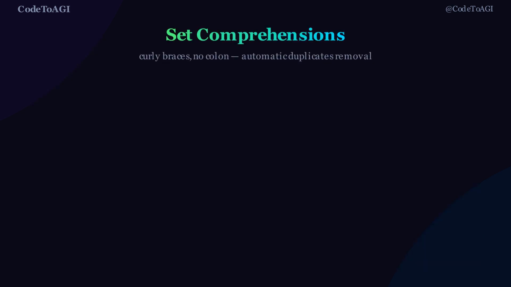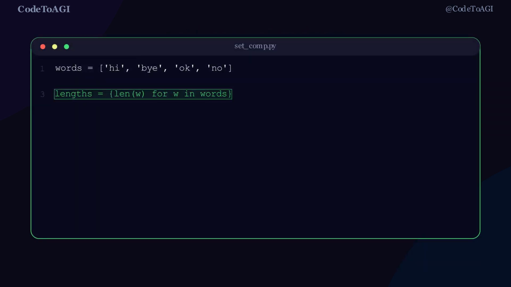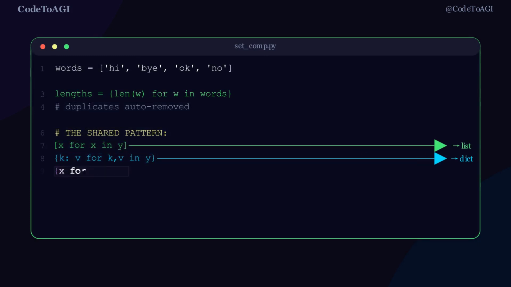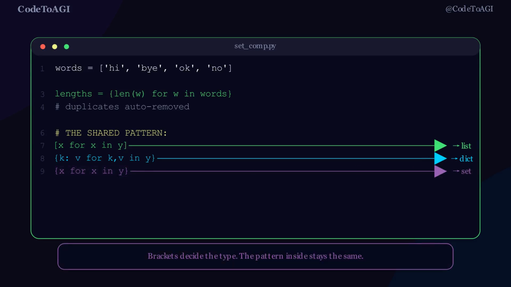Set comprehensions, same pattern again. Curly braces, no colon. Len word for word in words. Automatically removes duplicates, that's what a set does. 3 tools. 1 shared pattern. Square brackets is a list. Curly braces with a colon is a dict. Curly braces without a colon is a set.